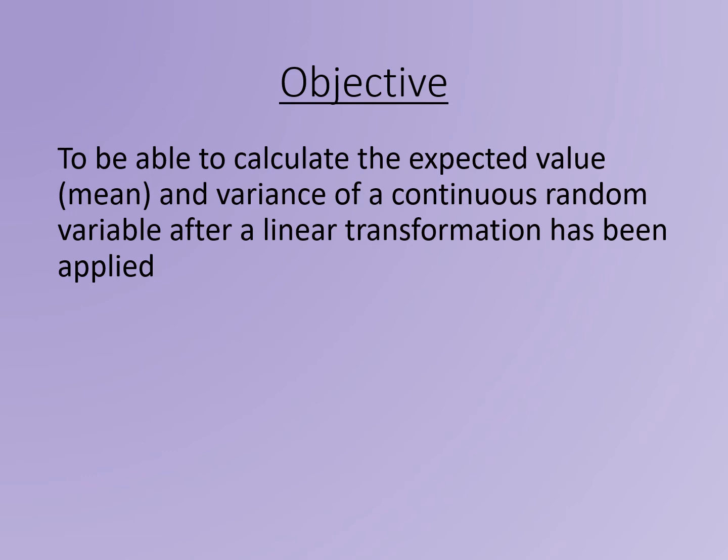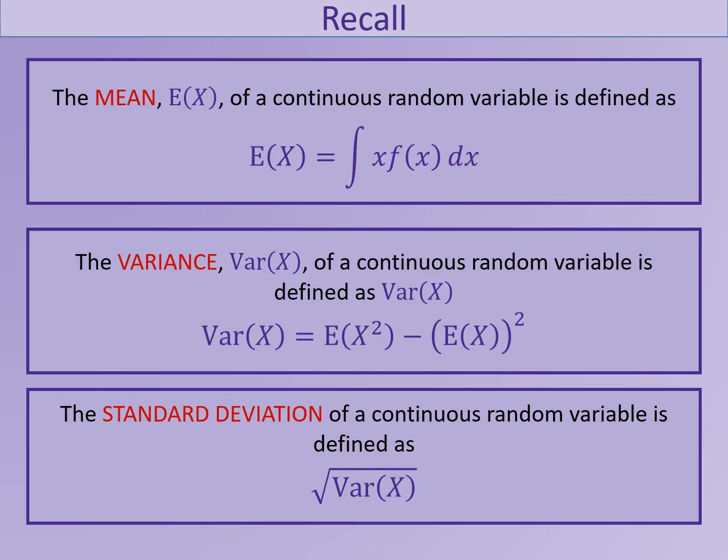This topic will cover how to calculate the expected value or mean and variance of a continuous random variable after a linear transformation. Recall from last lesson the formula for the mean or expected value of a continuous random variable, the variance and the standard deviation.